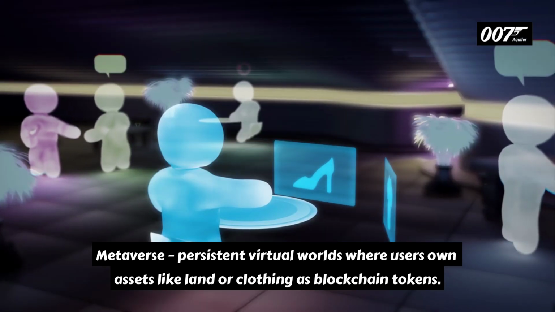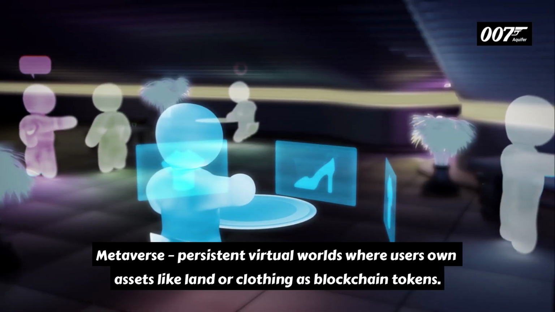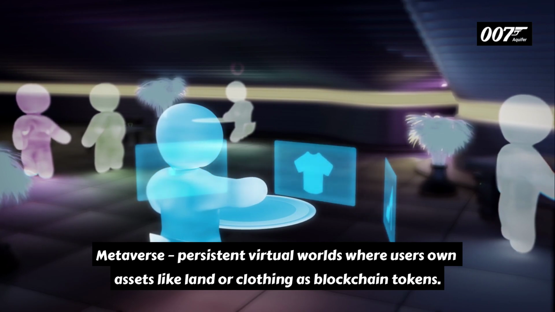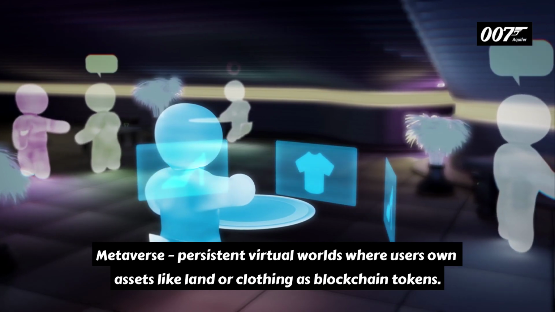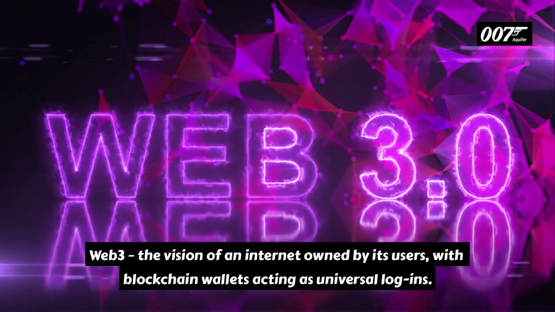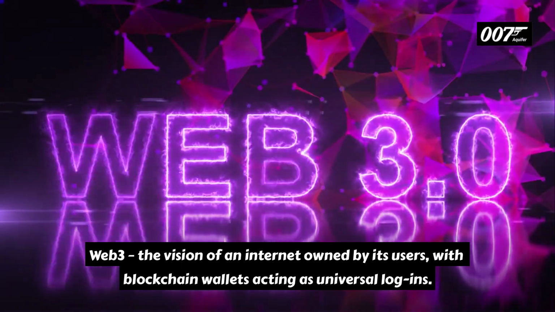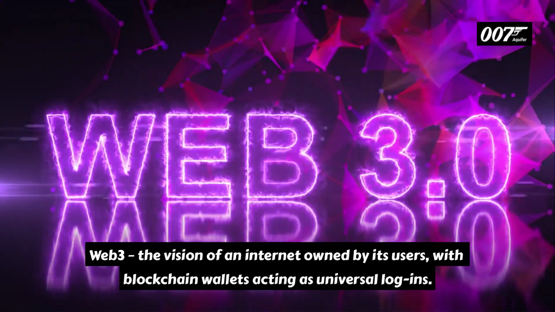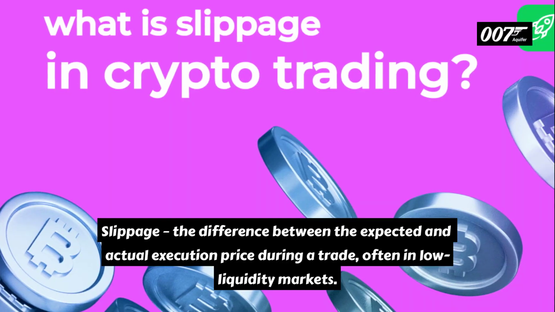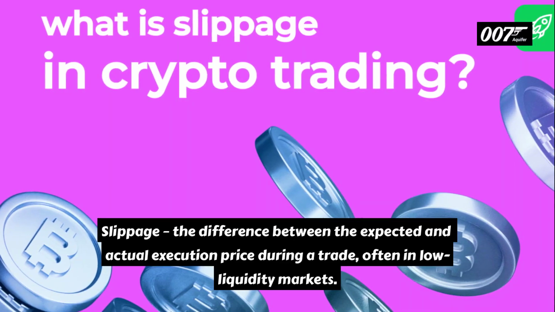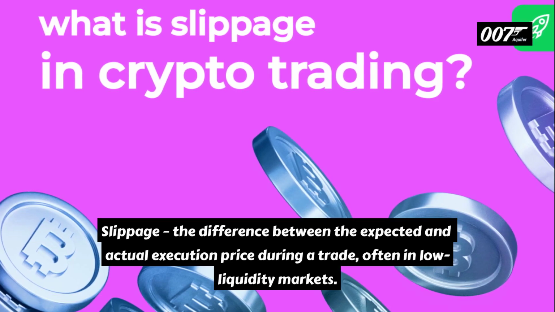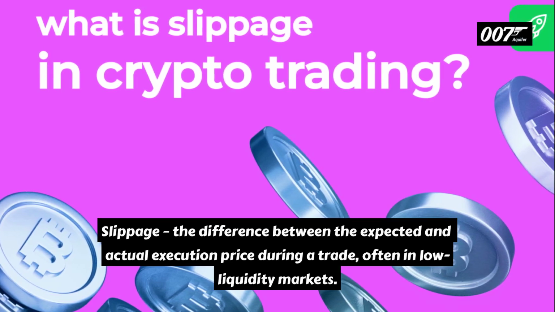Metaverse, persistent virtual worlds where users own assets like land or clothing as blockchain tokens. Web 3, the vision of an internet owned by its users, with blockchain wallets acting as universal logins. Slippage, the difference between the expected and actual execution price during a trade, often in low liquidity markets.